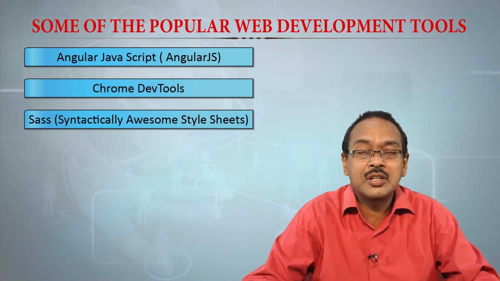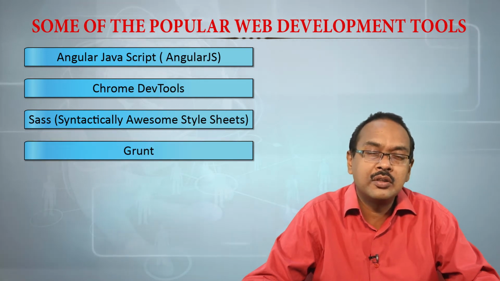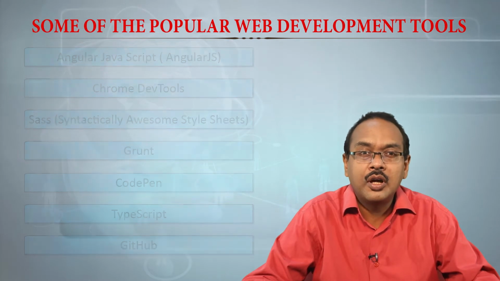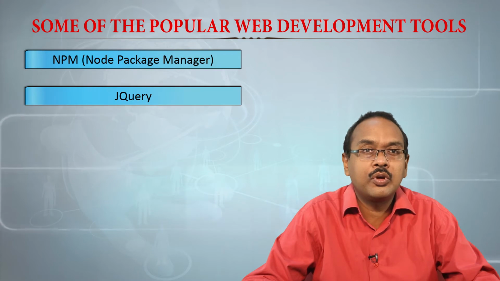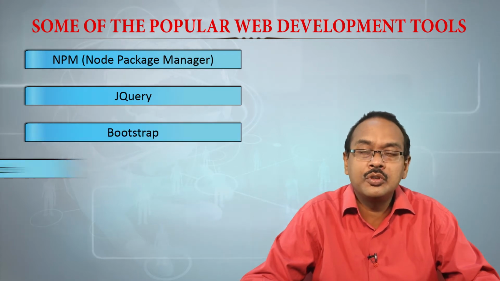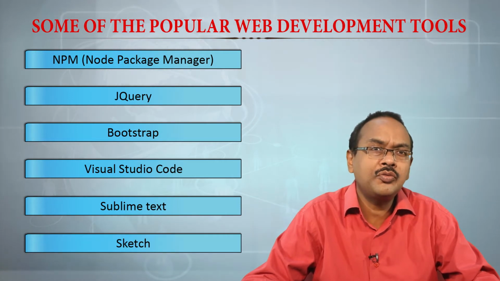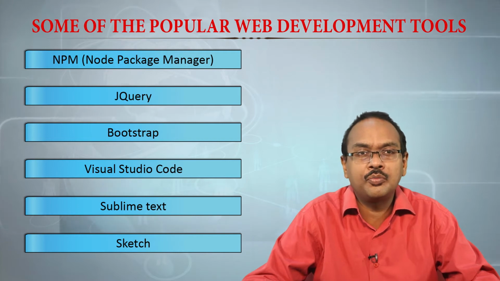SASS stands for Syntactically Awesome Style Sheets. Grunt, CodePen, TypeScript, GitHub, NPM, which stands for Node Package Manager, jQuery, Bootstrap, Visual Studio Code, Sublime Text, and Sketch. These are some of the popularly used tools for website development. We will be going into the features of some of these tools in today's discussion, and there are more tools.